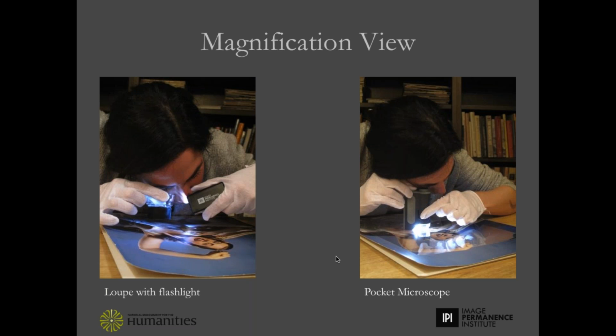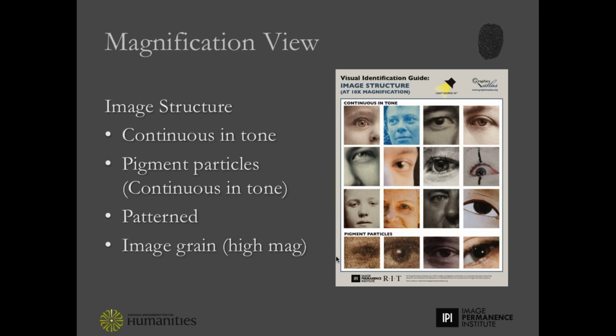A stereo microscope is really best because you will never have to put anything in direct contact with the surface of the print. But stereo microscopes are pretty expensive. I recommend looking into getting one if you can, but if you don't have the budget for it, just definitely go for a good pocket microscope.